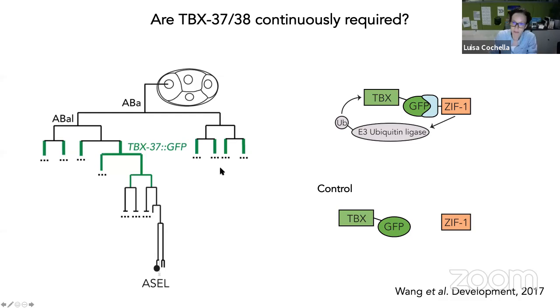So we designed an experiment that is a forced degradation experiment of TBX, again, taking advantage of the GFP fusion. And for that, we used a system that consists of a GFP nanobody that recognizes GFP and is fused to a ubiquitin ligase adapter. So if we express this fusion protein, it will recognize GFP tagged proteins and it will target them for degradation. So with this setup, we could try to degrade TBX37 GFP. And if we can control the timing of expression of this nanobody SIF1 fusion, we could test whether TBX37 is really continuously required over the whole development. And as a control, we will have expression of SIF1, but without the nanobody. So this will express the same adapter, but without tethering it to the GFP tagged TBX.